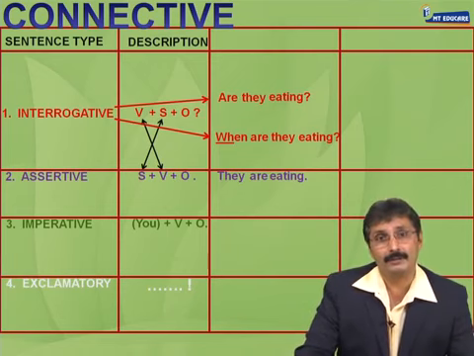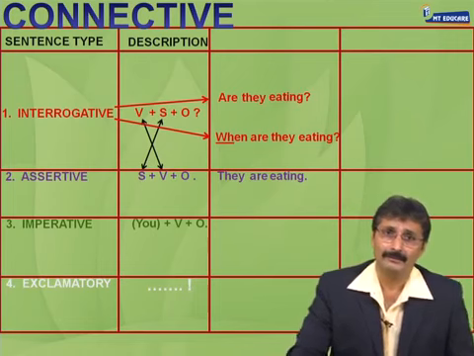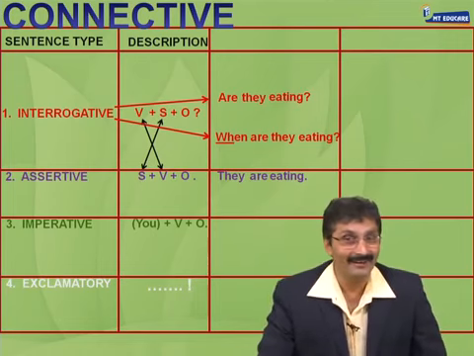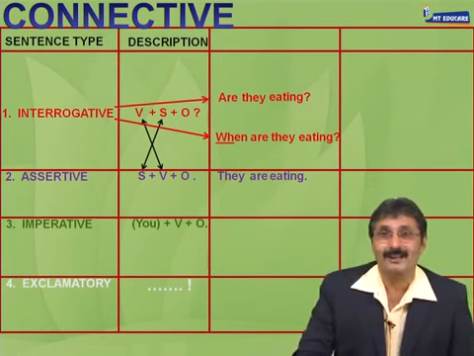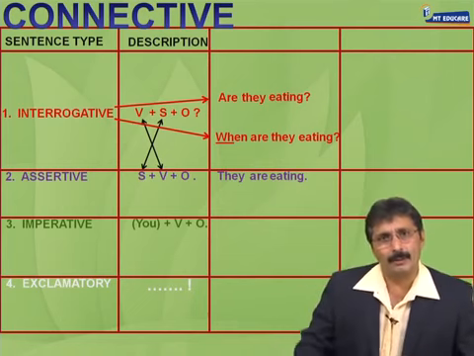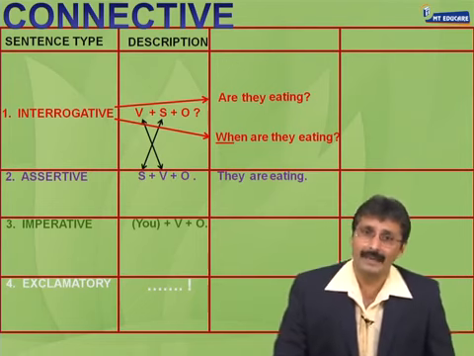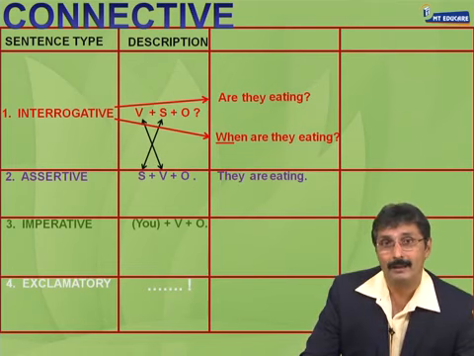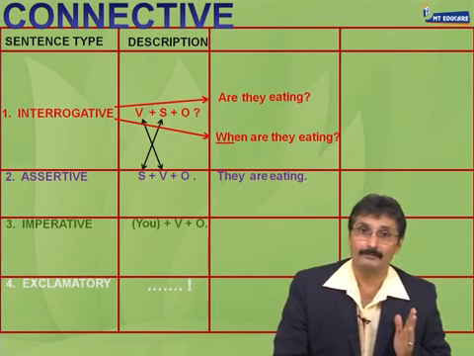But a WH type ka answer can never be yes or no. When are they eating? Yes. What is your name? No. WH का question answer कभी भी yes or no नहीं हो सकता. So again we are back to this. दुनिया में 2 किस्म के interrogatives हैं. एक WH type which uses a WH word और दूसरा yes no type which does not use a WH word. दोनों में verb plus subject plus object question mark.